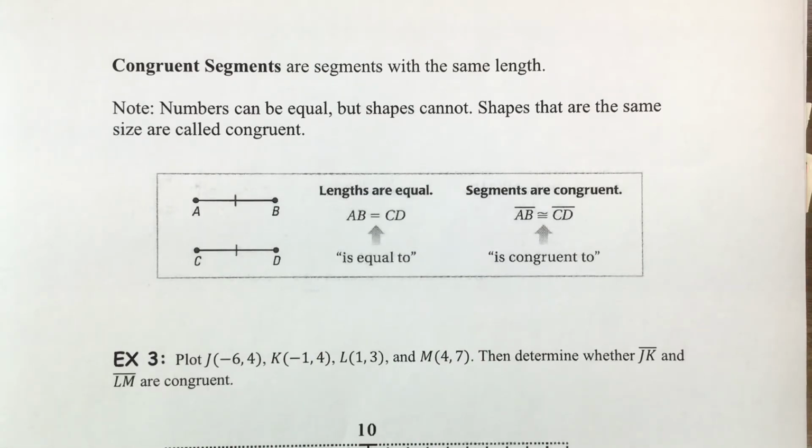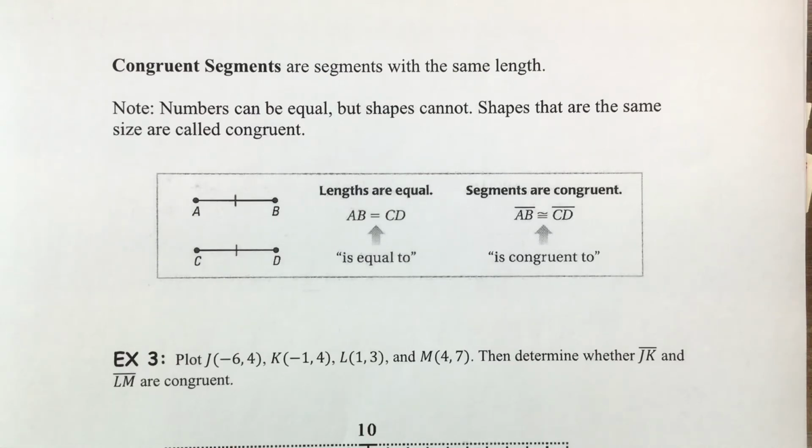The word congruent is more about shapes. Shapes that would be the same size, or like segments that would be the same size, are called congruent. The length of the segments, the size of the shapes, anything that could be quantified as a number would be things that we can say are equal to each other. Okay, so numbers can be equal, but shapes cannot. Shapes are going to be congruent if they're the same size.